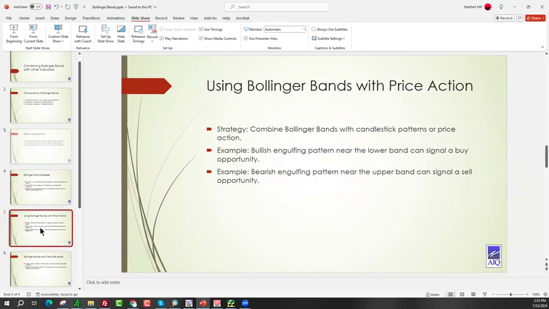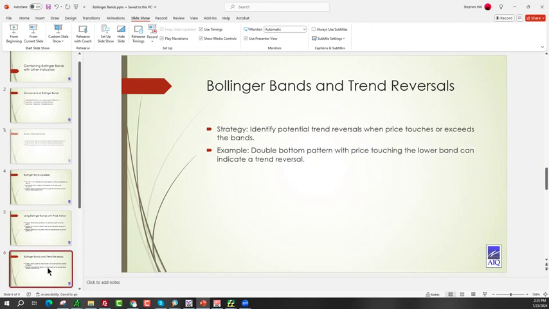Bollinger Bands with price actions. The next thing we're just going to have a look at. So in this case, we've already done the bullish engulfing pattern. Forget that one. This is the one, Bollinger Band and trend reversals. So we've said that when it touches the upper or the lower line, but it can happen with a double bottom pattern. And I didn't know this one until I started researching this, that if it hits the lower band and you've got like a double bottom down there, or the same with the upper band and the double top, that could be a trend reverse.